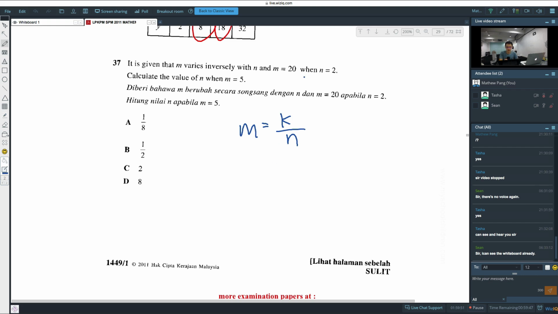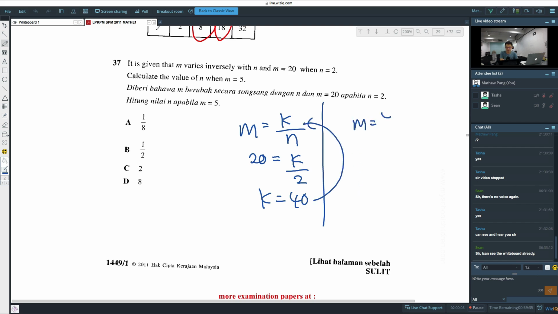So you have m equals 20 and n equals 2, so you know your k equals 40. Once you have this, you substitute back into the first equation. So m equals 40 over n. The question asks what happens to n when m equals 5. So 5 equals 40 over n, n equals 40 over 5, so n equals 8. This is how to solve this one.